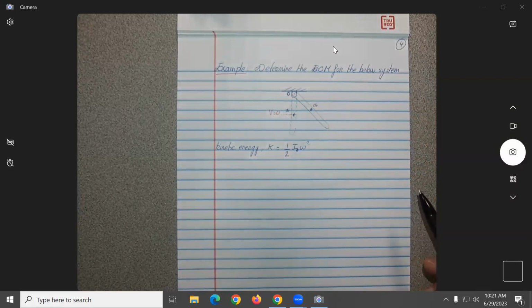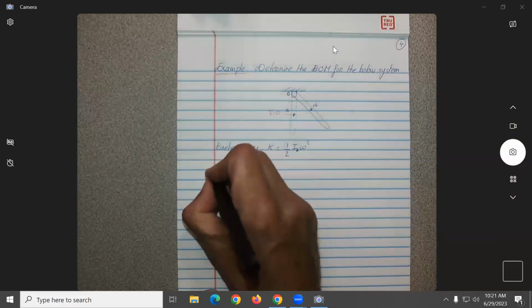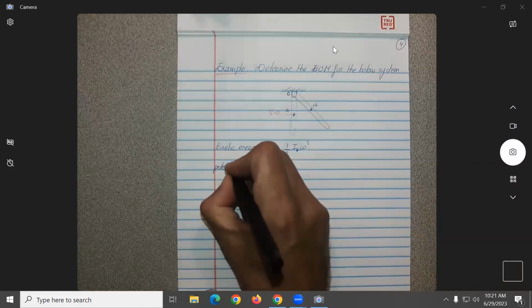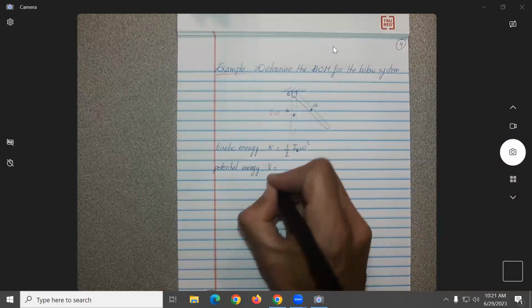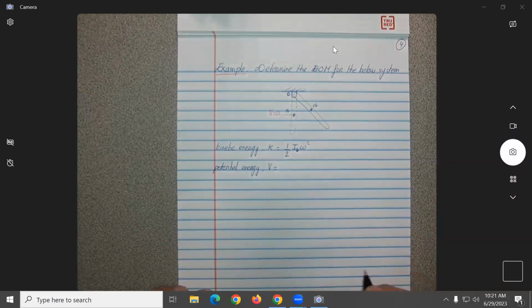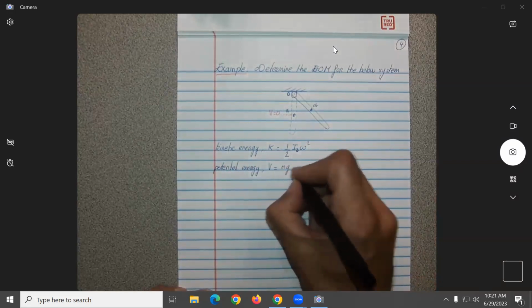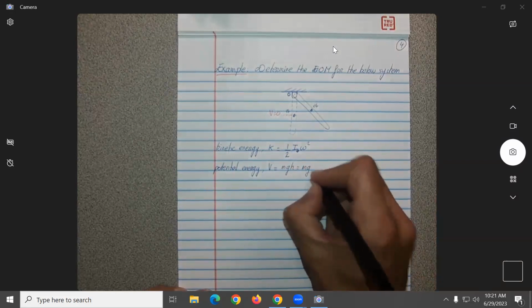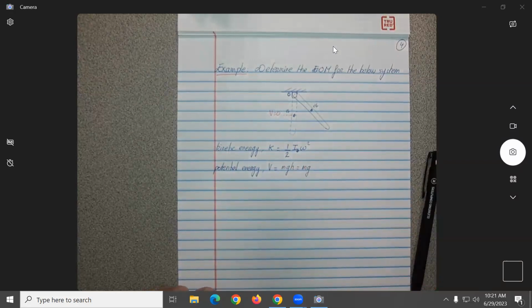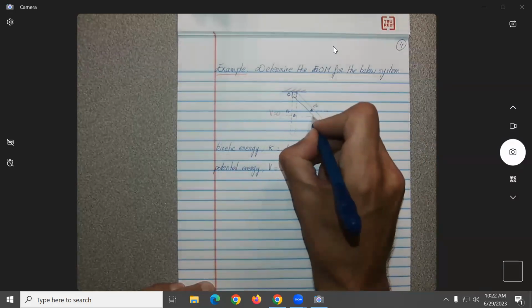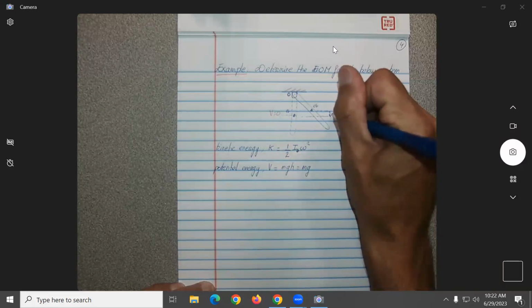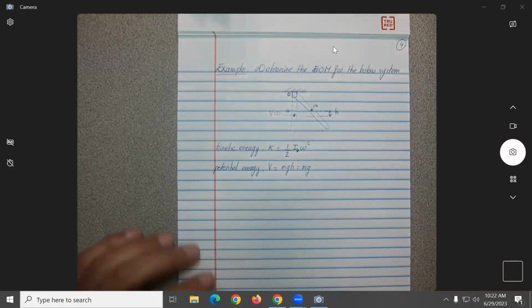Okay, so then what else do we have? Okay, let's look at potential energy. So this time there is no spring. So the potential energy will be what? mgh, but what is h? There's no x over here. What is h? H is the change of height. This one, no?